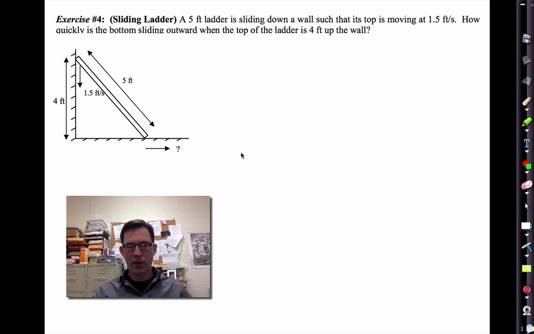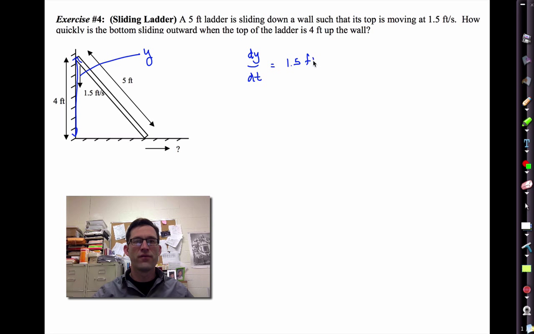Okay, let's go through it. Now, we don't want to be fooled by the 4. The 4 in the diagram almost makes it appear that that's a static measurement, but it's really a snapshot of a measurement. In fact, I'm going to give this distance right here a name. No great surprise, I'm going to call it y, because then I can say that I know that dy/dt is 1.5 feet per second.